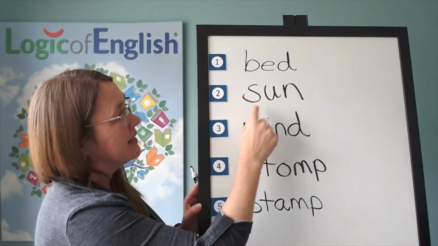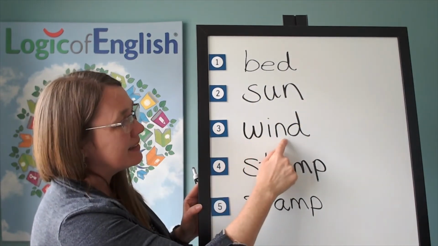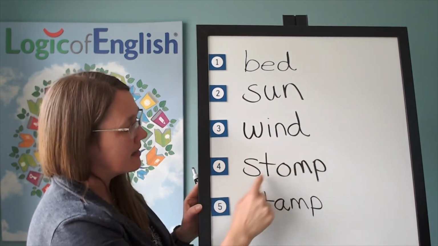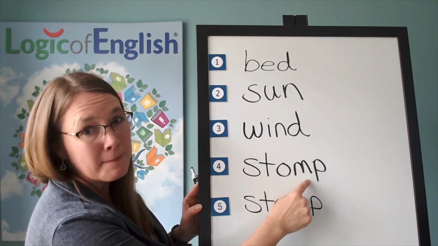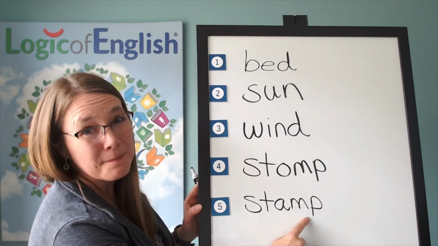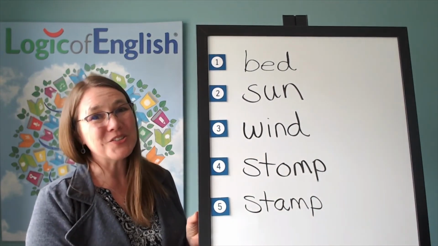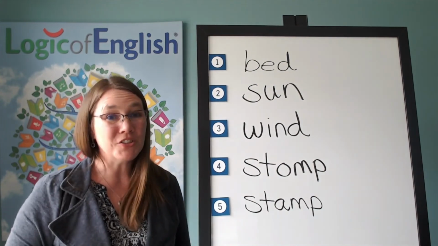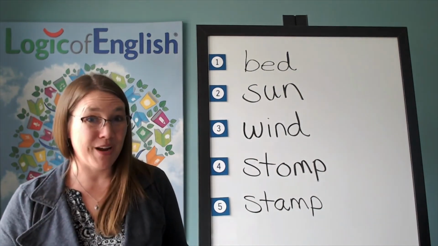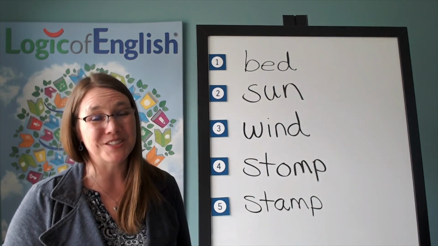B-E-D, bed. S-A-N, sun. W-I-N-D, wind. S-T-A-M-P, stomp. S-T-A-M-P, stamp. Great work. You have learned so many things. You've learned 26 phonograms, and you've learned how to write and how to read all kinds of words. Good job.